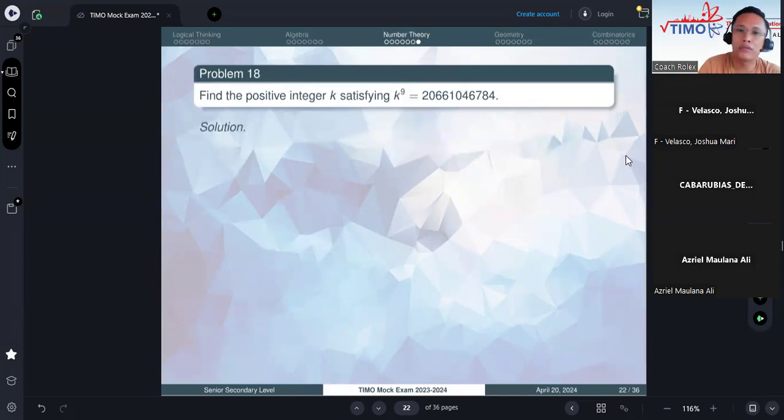Next, we have: find the positive integer k satisfying k to the 9. This is what we will do. Obviously, we have k to the 9. So if you have 9 zeros, that means 10 to the 9. Look at 10 to the 9. This is less than the given number 2066.